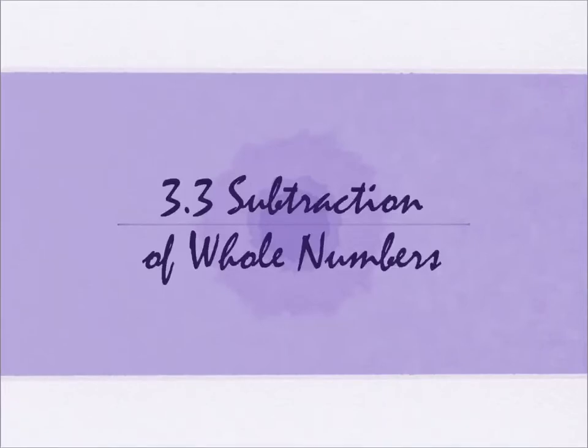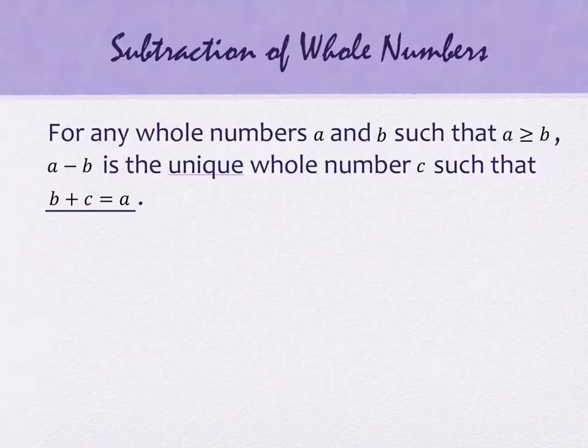All right, so section 3.2 is addition. Section 3.3 is going to be subtraction, still working with the whole numbers. Just like we started out with the addition section, we're going to start with a definition of what subtraction is, or what it means. For any whole numbers A and B, such that A is greater than or equal to B, A minus B is the unique whole number C, such that B plus C is equal to A.